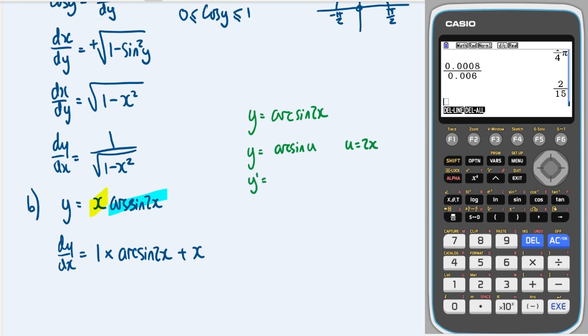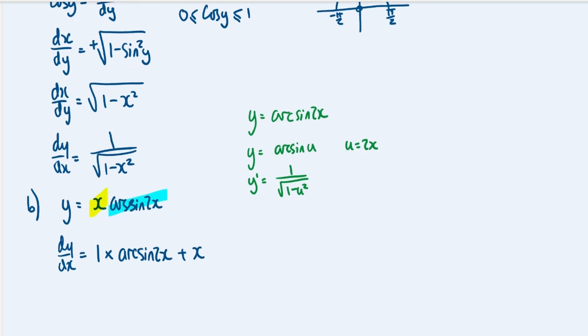So using the chain rule, if I differentiate this, well, I know what the derivative of arcsine is. It's 1 over root 1 minus the input squared. So u dash is equal to 2, and the chain rule says that we just need to multiply these bottom two together, so I'm going to get 2 lots of the square root of 1 minus, and u squared is 2x all squared, which is 4x squared. Okay, great, so that is my derivative of arcsine 2x.